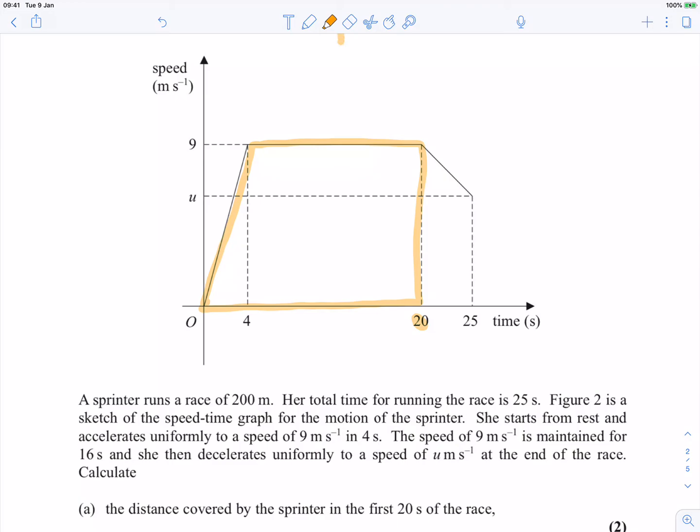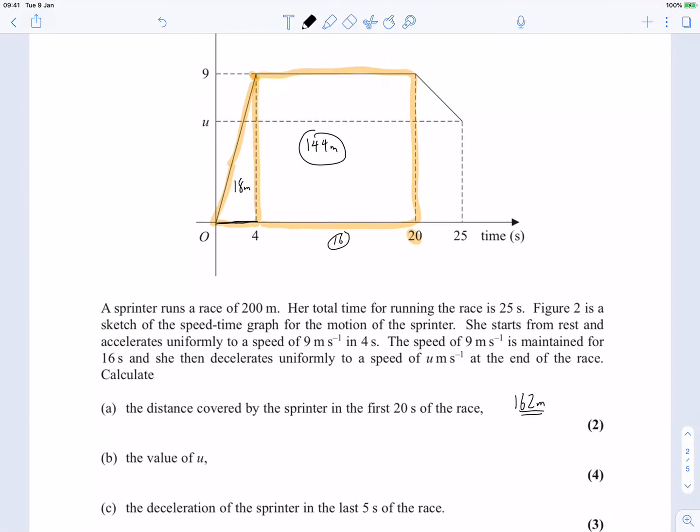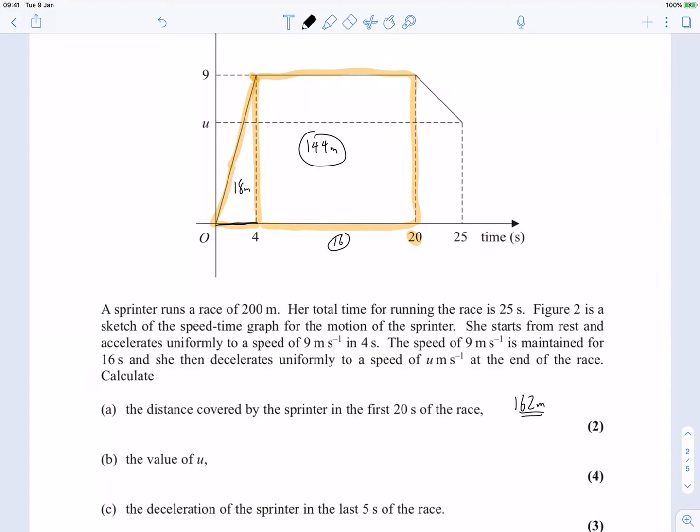Okay, there's various ways you can do this. You can either break it up into a triangle and then a rectangle, or you can bang it out in one go and do the trapezium. I don't particularly care. The point is, this triangle is 4 by 9 and then halve it, so 4 times 9 and halved is 18 meters. And then 4 to 20 is 16. And then times by 9, 9 16s I believe are 144 meters. So the total distance covered is 18 plus 144, which I believe is 162 meters. Okay, easy peasy. Find the value of u.